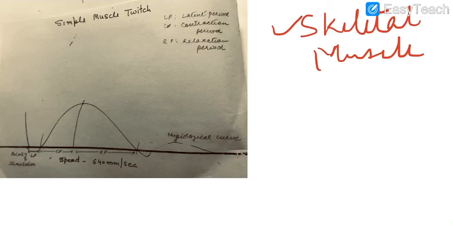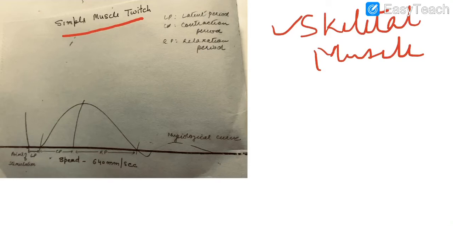The significance of doing these graphs is that whatever we have read in nerve muscle physiology, we are performing experimentally, so that it will become easier for us to understand as well as to memorize those things. Whatever we have read, if we perform it practically, it will become much easier for us to imbibe it, right? So we will start with the simple muscle twitch graph.